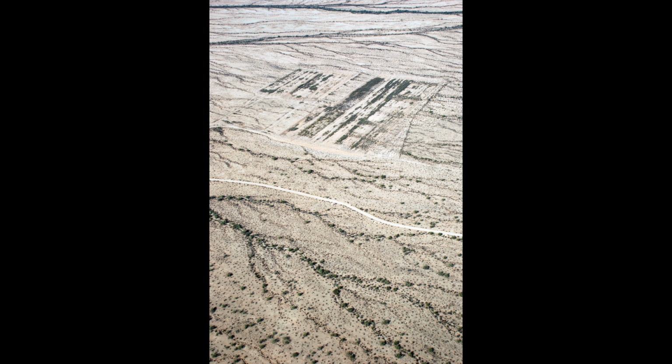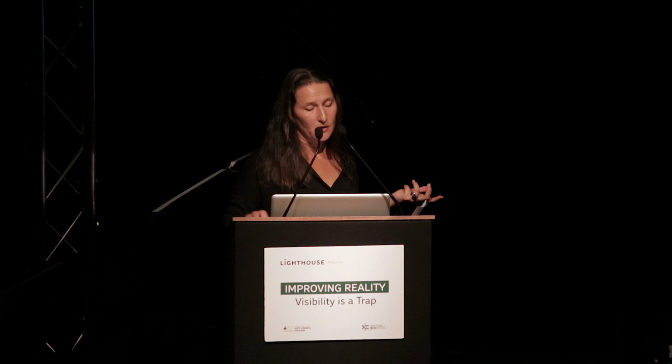So this, for example, is the footprint of an internment camp where Japanese Americans were interned during the Second World War. So all the buildings have disappeared, but the footprints of the buildings are still visible. I was looking at farming as well, so industrial farming. So this is cattle farming on a grand scale.